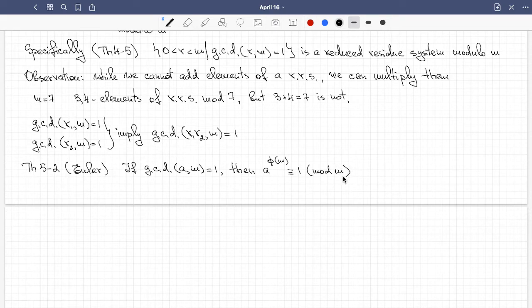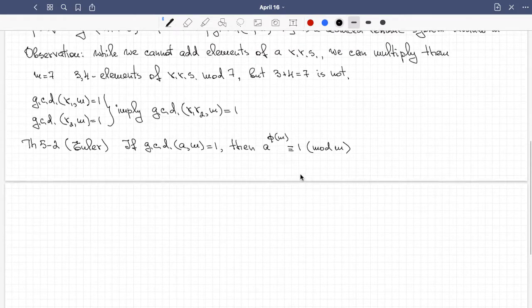Now, in other words, we can say that every element of the reduced residue system raised to the power phi of M is this element of the reduced residue system, the element whose representative is 1. In this connection, we can consider some element of the reduced residue system and all its powers.